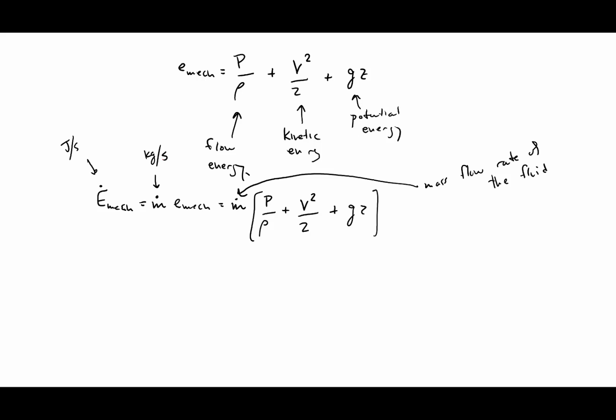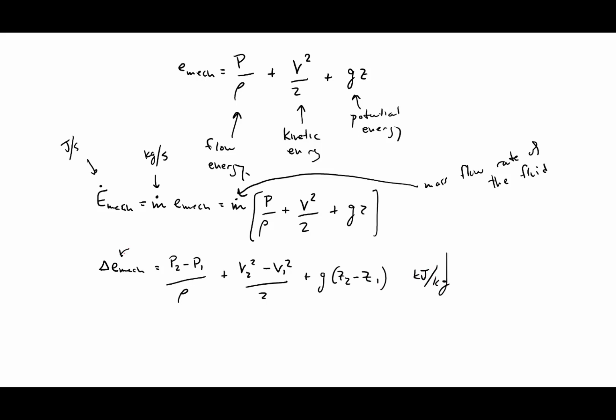So then what we can do is write the mechanical energy change of fluid during incompressible flow. So delta e_mech is equal to (P2 minus P1) over rho plus (V2 squared minus V1 squared) over 2 plus g(Z2 minus Z1). And this has units of kilojoules per kilogram. This is lowercase because it's on a unit mass basis, so I'm just going to say it's per kilogram.